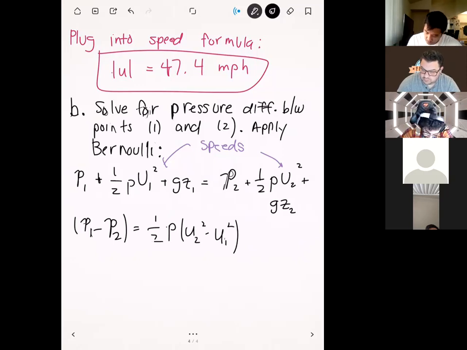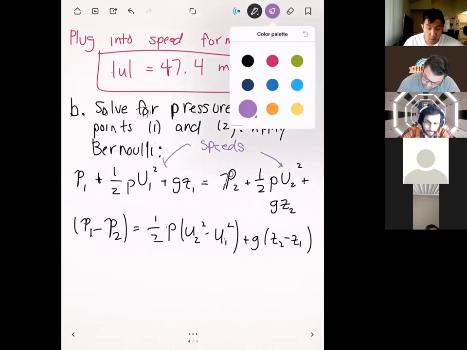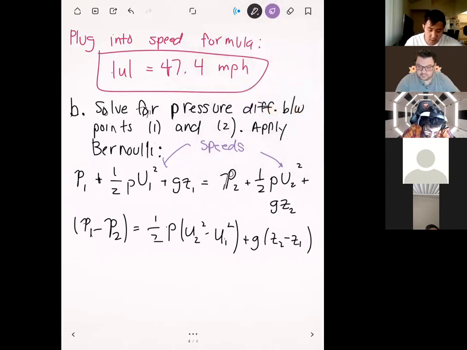Plus g(Z2 minus Z1). And so we actually have all the quantities here. U2 we know because U2 is just what we solved for in part A. U1 squared is going to be someplace that's far away from the half body, so this is just going to be big U squared.